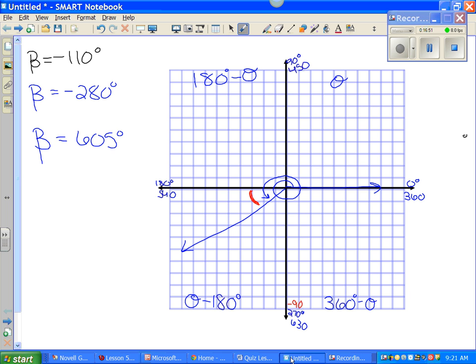Is this rule of subtracting 180 going to work for us? No. Why not? I went around one whole time and then some, right? So what do I need to do to 605 before I can subtract 180? Good, I have to take out that one full rotation, so that what it's giving me is this. Okay, that's what I want. So I'm going to take out that one full rotation, which is going to give me a value of what?